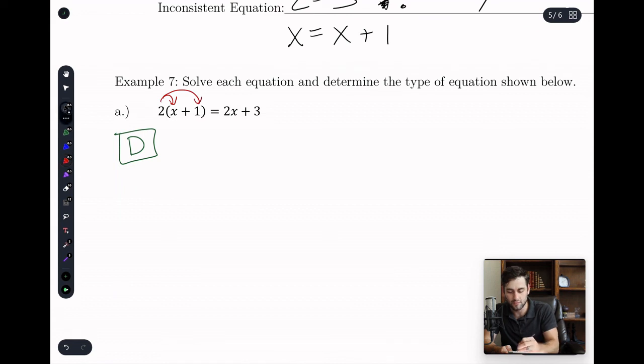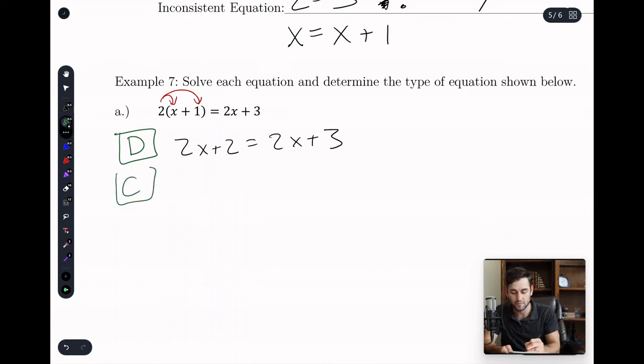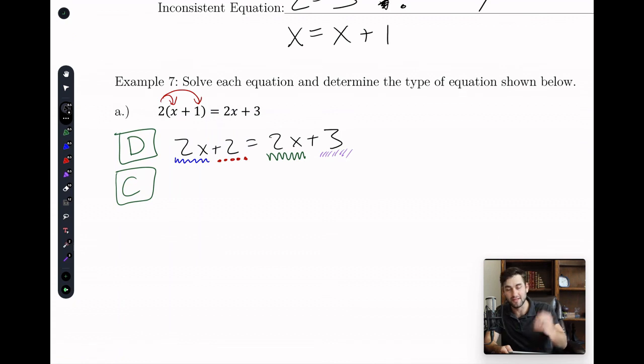Distribute that 2. We're left with 2x plus 2 equals 2x plus 3. Cool. Next step. C, combine like terms. Well, I see the blue squiggly line. Anything look like it? Not on the left side, so I got red dots now. And then I've got on this side a green triangle line. And then I've got a purple, I don't know, what other kinds of lines are there? Hatch line. All right. No like terms on the same side.